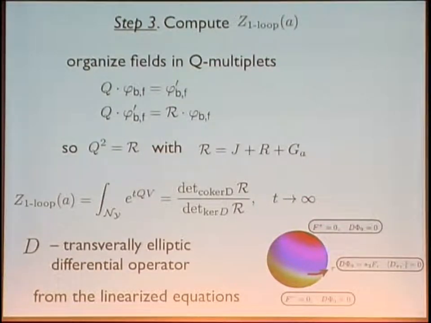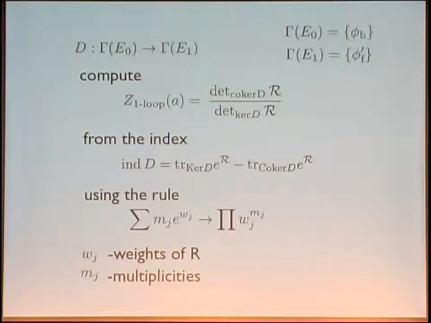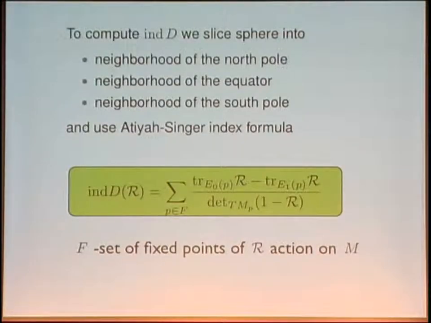So we need to compute the ratio of the determinants of the transformation Q squared restricted to the subspaces cokernel and kernel of the differential operator. And we can do that using Atiyah-Singer theory for indices of transversely elliptic differential operators. That's how it works. If we can compute the index, which is the difference of traces on the kernel and cokernel, we can extract the weights of the R action on the operator and then transform that index to the determinant by this rule. So to find the index of the transversally elliptic operator, we cut the sphere, the S4, into three pieces: the neighborhood of the North Pole, the equator, and the South Pole.